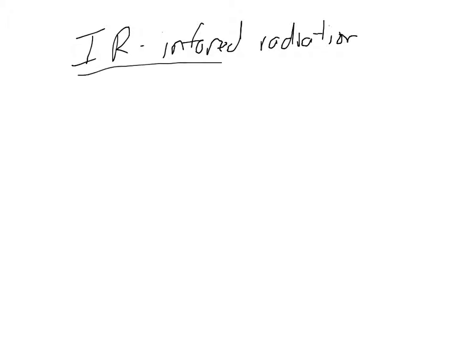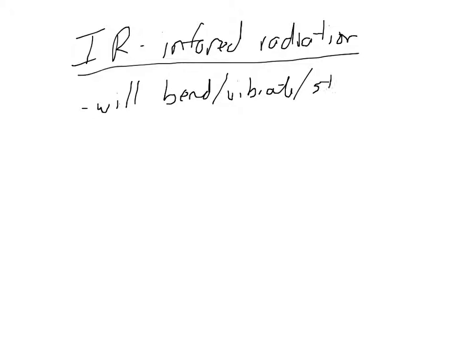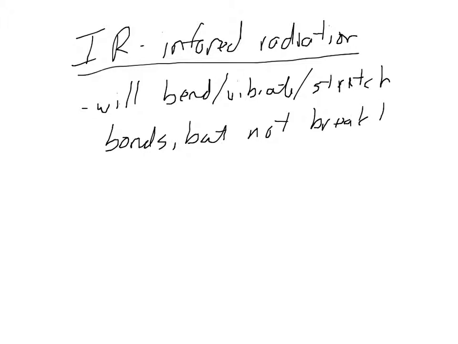So for IR, infrared radiation will bend, vibrate, stretch bonds, but not break them. Right? Nothing breaks. In mass spec, bonds broke. In IR, bonds don't break. All right.